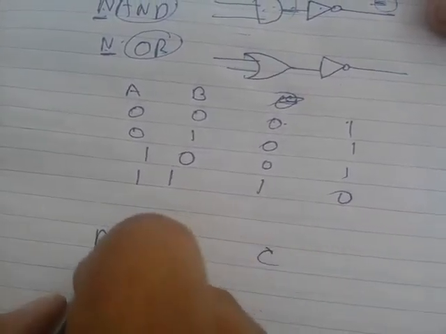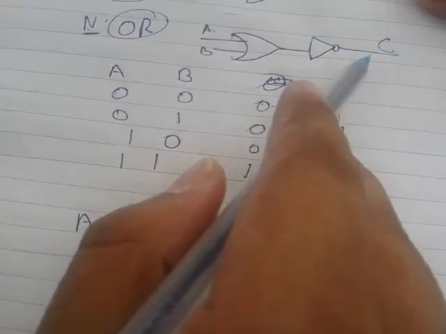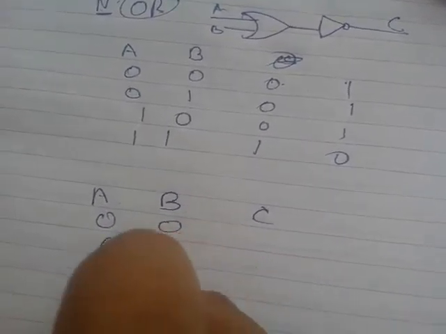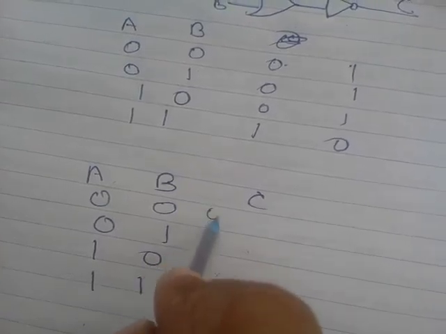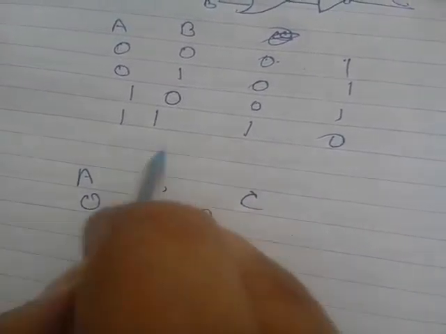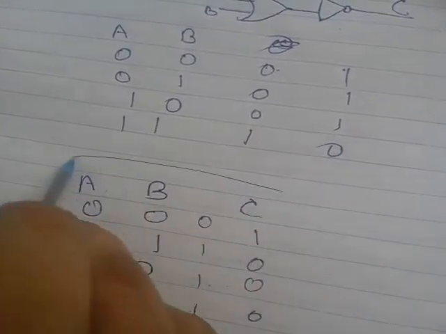Similarly, you can derive the truth table for the NOR gate. A, B is the input and C is the output. Then 0 0, 0 1, 1 0, 1 1. For the normal OR gate, it's 0 1 1 1, and an inverter after this makes it 1 0 0 0. So this is our truth table for the NOR gate.